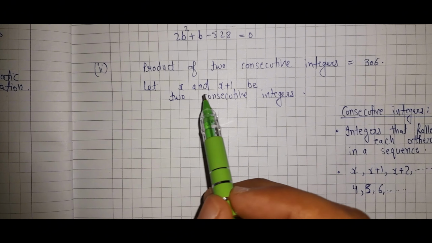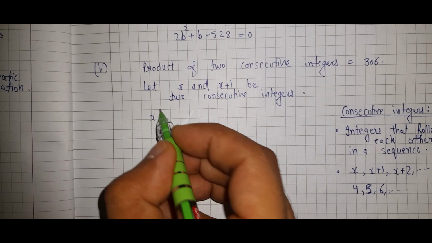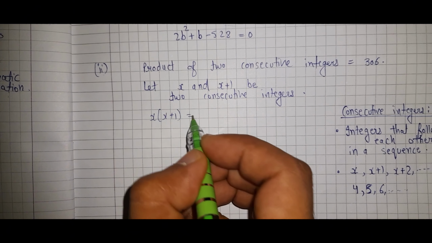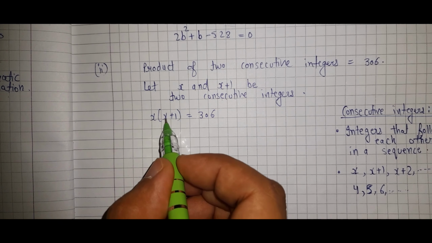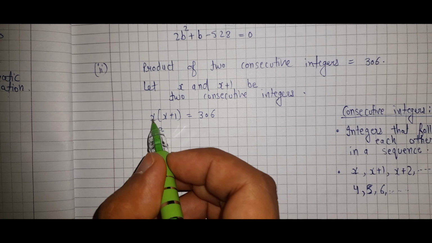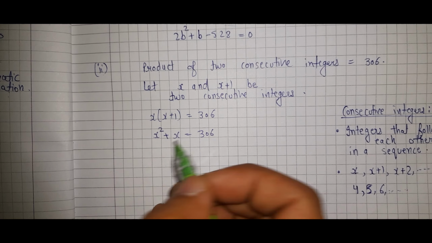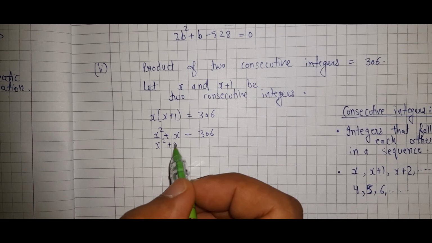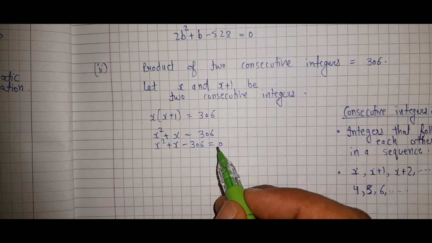So let x and x plus 1 be two consecutive integers. Their product will be equal to 306. After multiplying x with x, we will have x square. x with 1, we will have x. So x square plus x minus 306 equals 0 is our quadratic equation.